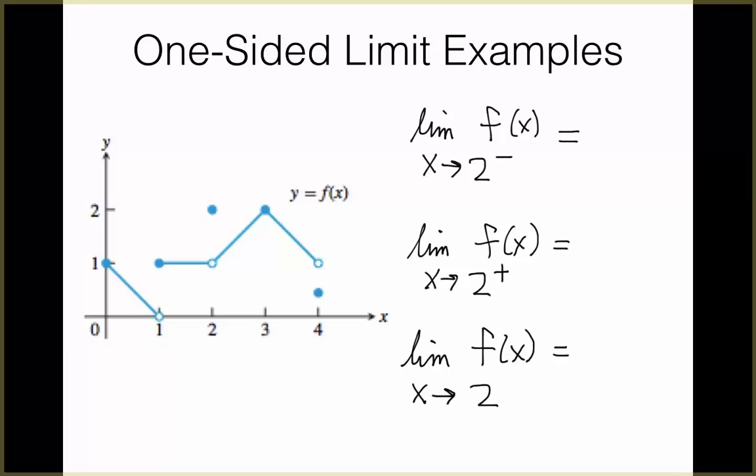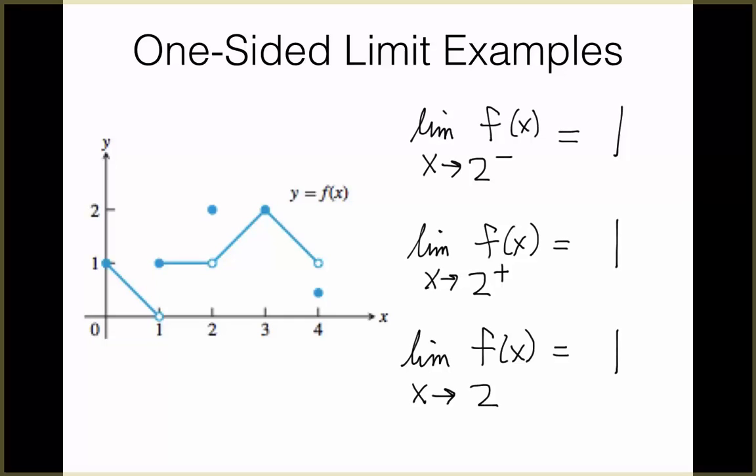Now let's consider the behavior of the graph at x equals 2. As x approaches 2 from the left, the function is approaching height 1. So the left-hand limit at 2 is 1. If I approach 2 from the right, the function is still getting closer and closer to height 1. So the right-hand limit is 1. So since the left-hand limit and the right-hand limit both equal 1, then we would say the limit of f of x as x approaches 2 would also equal 1.